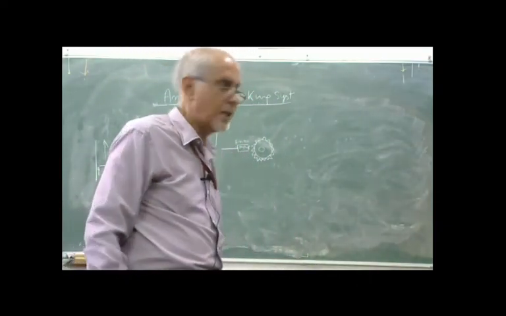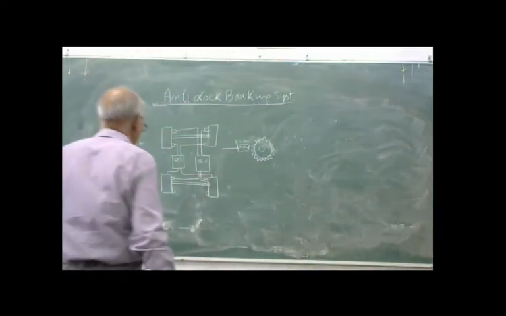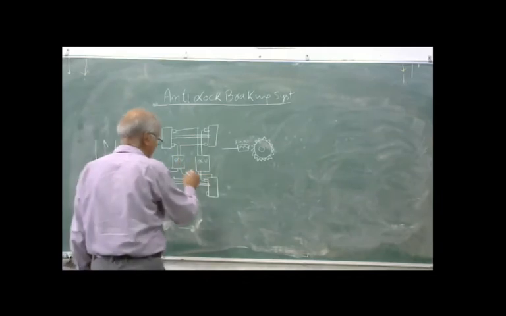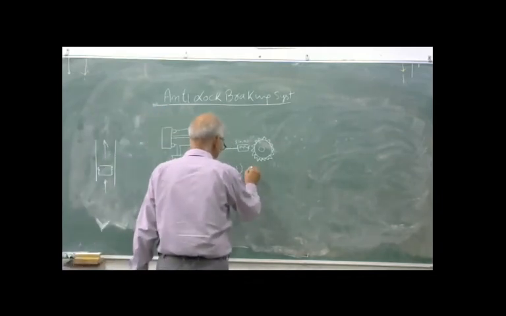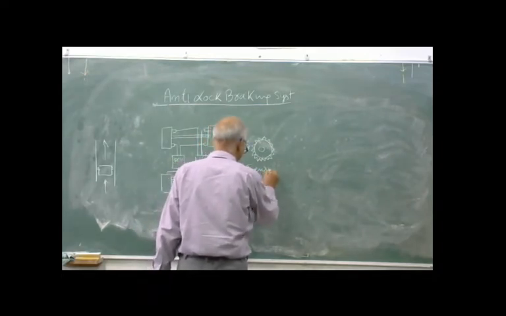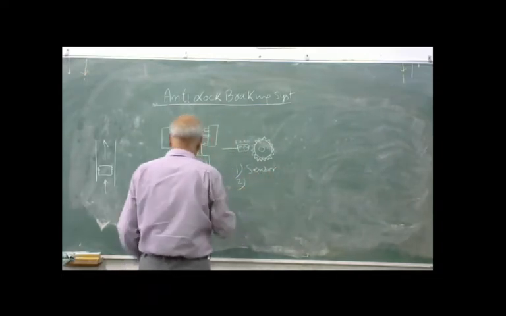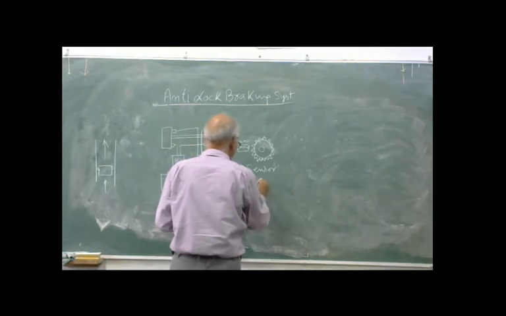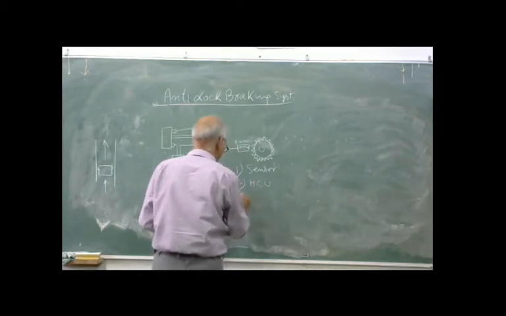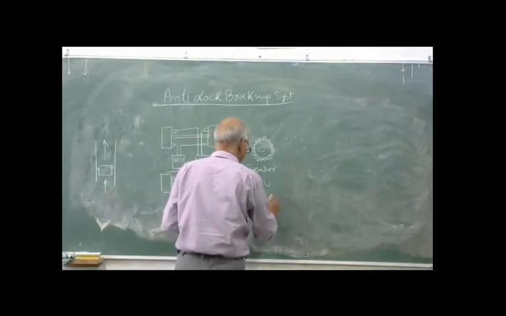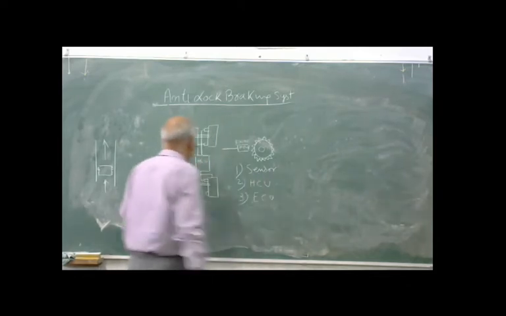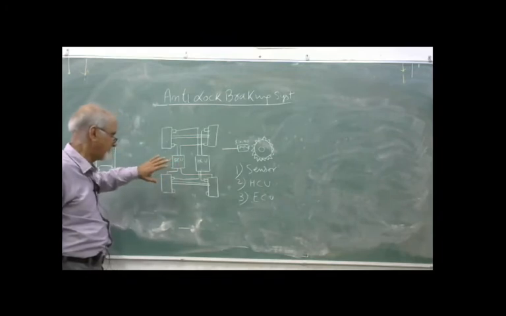What is ABS? First thing is, what is ABS? So in ABS it is very clear. What are the various components of ABS? Components of ABS, that is your sensor, secondly hydraulic control unit, and thirdly electronic control unit. These are the three basic components of an ABS system.